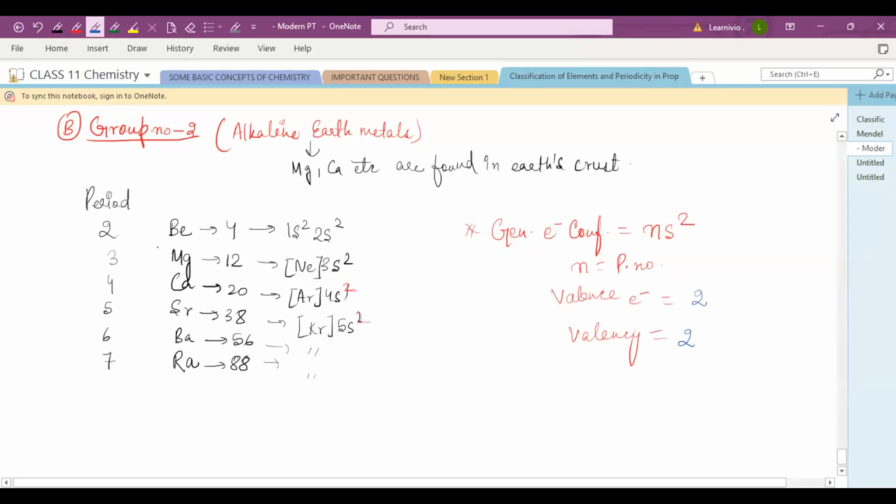And here's again a mnemonic for this. You can write: big mice can scare brown rats. Big mice can scare brown rats. So you can use the mnemonic to remember this sequence: beryllium, magnesium, calcium, strontium, barium, and your radium.